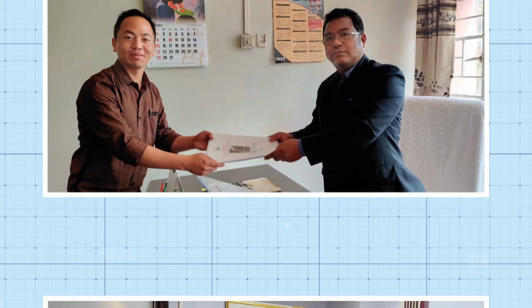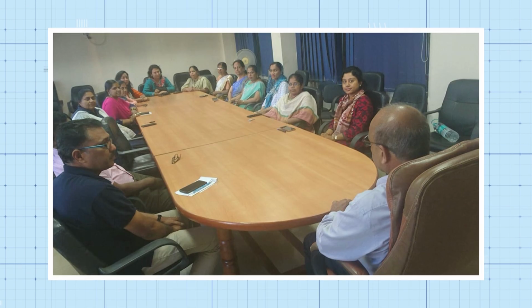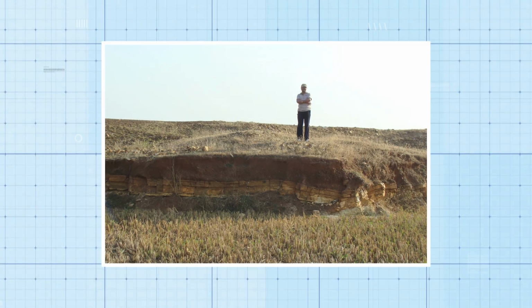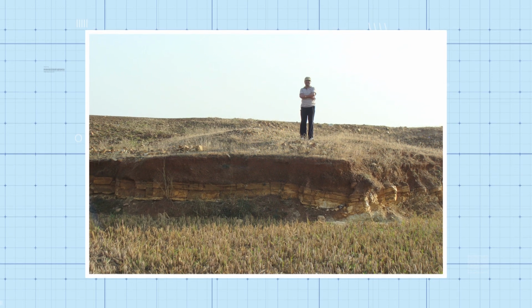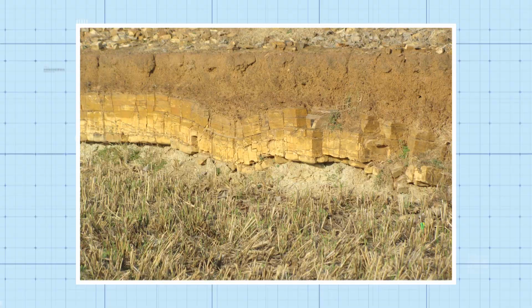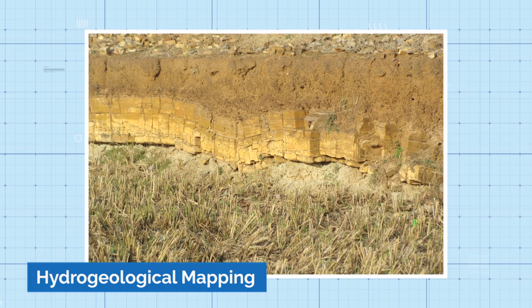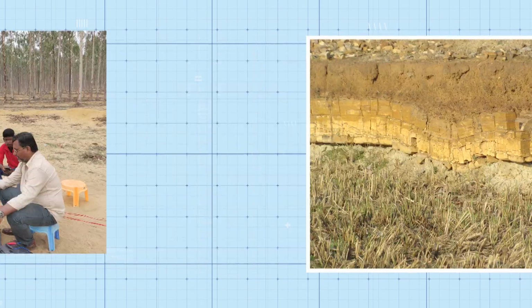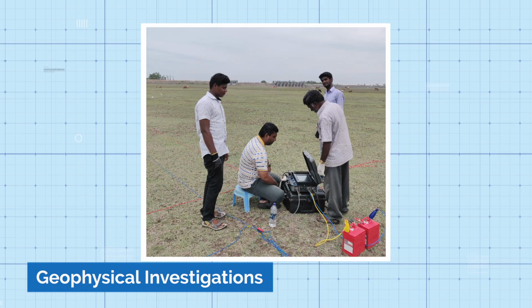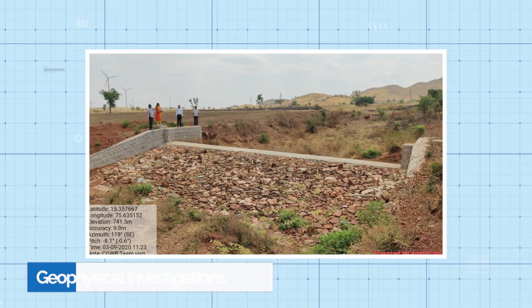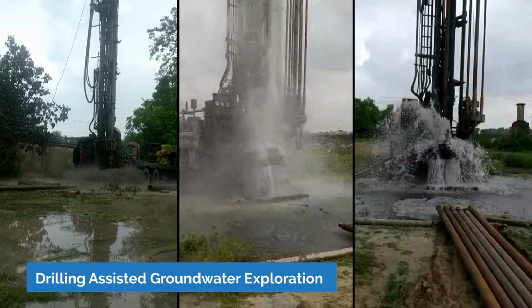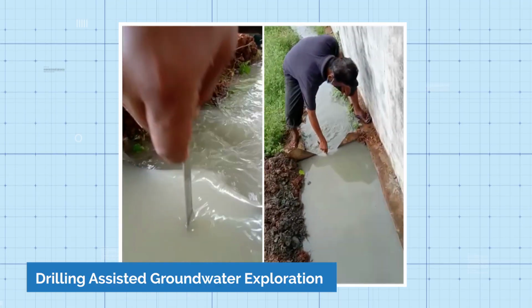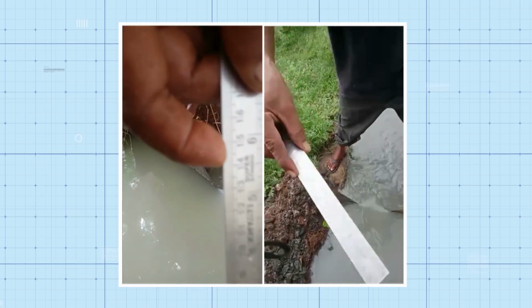The management plans thus prepared are shared with the state governments and the stakeholders at the grassroots level. A combination of various scientific tools and techniques are used for delineating and characterizing the aquifers. Hydrogeological mapping tells us about the extent of the aquifers. Geophysical investigations provide indirect information about disposition of the aquifers beneath the surface. Drilling-assisted groundwater exploration provides a lot of direct information regarding depth-wise extent of the aquifers and properties.